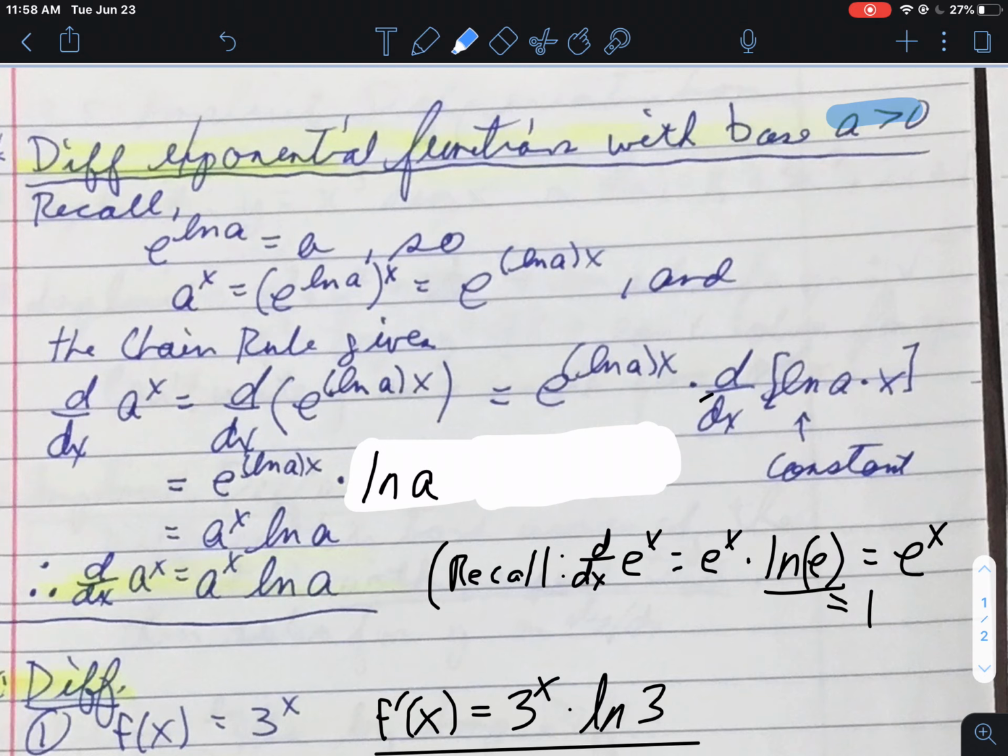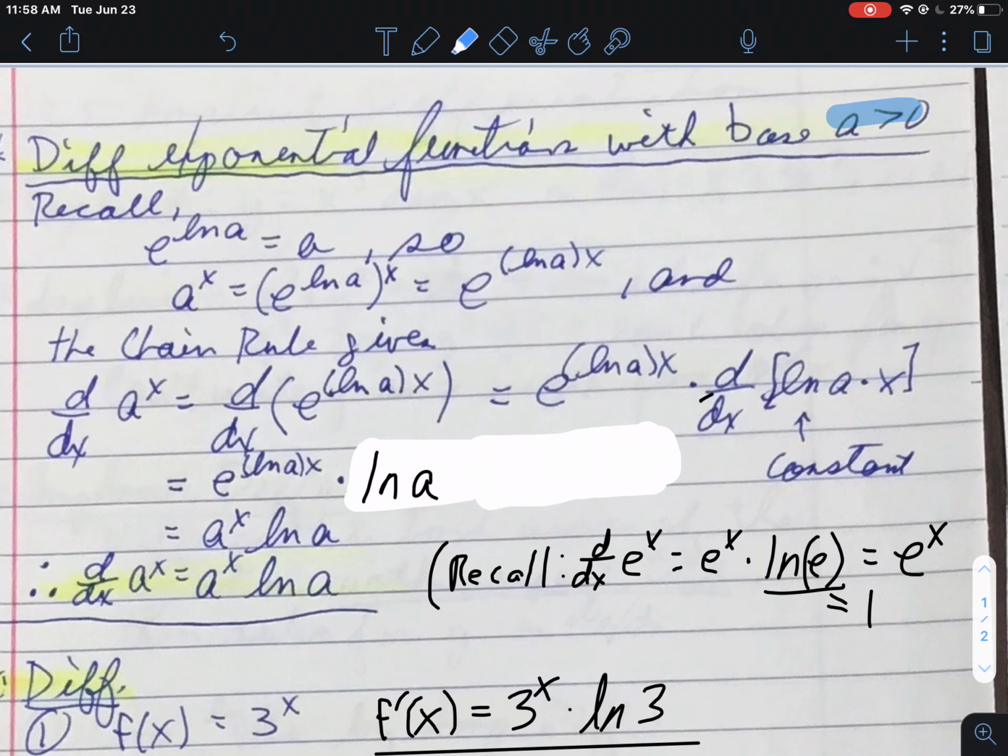Now, ultimately, all I care about is that you know how to find it. I'm going to show you why it is what it is, where the definition comes from. But ultimately, all I care about is that you're able to find the derivative of the exponential function.